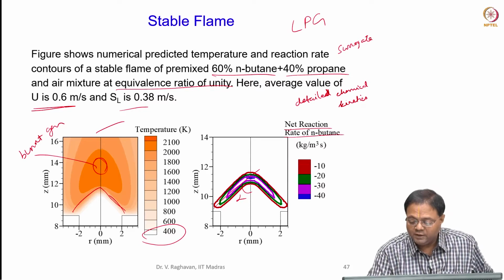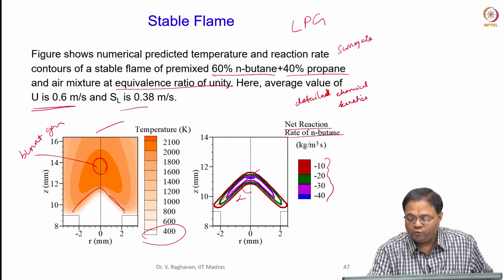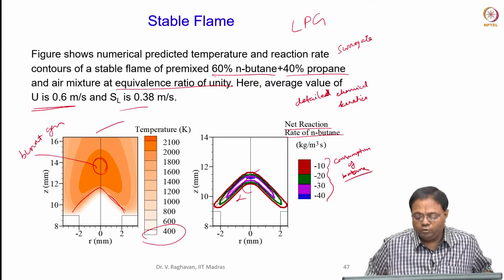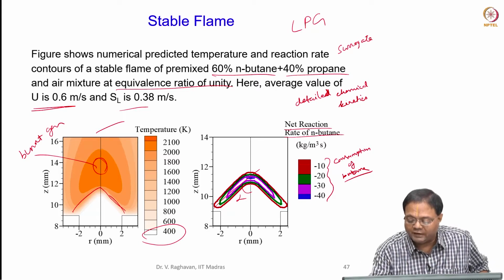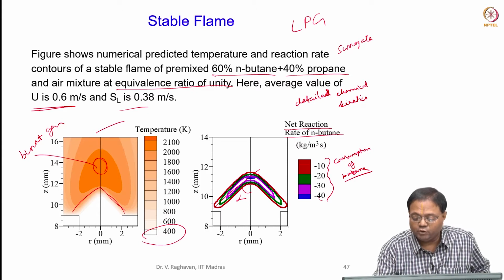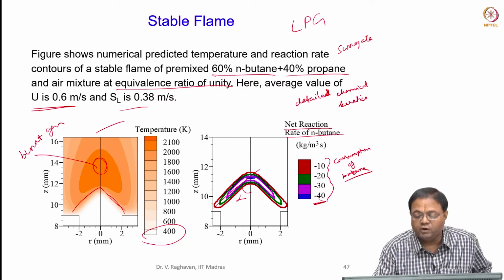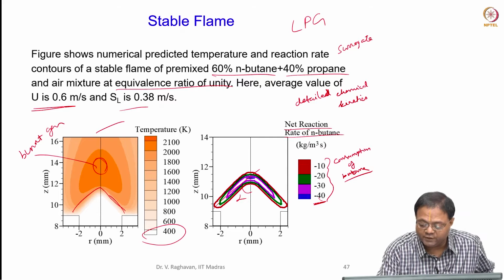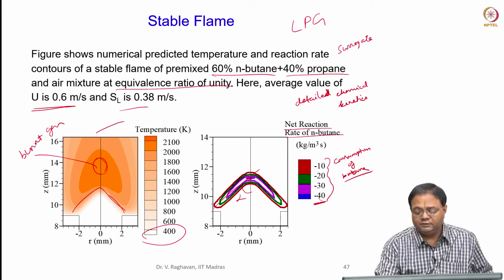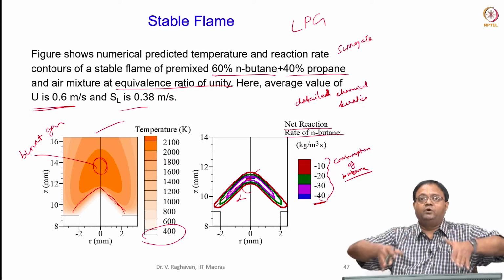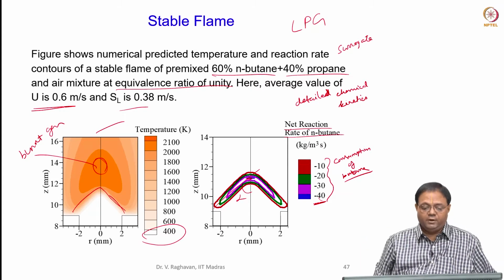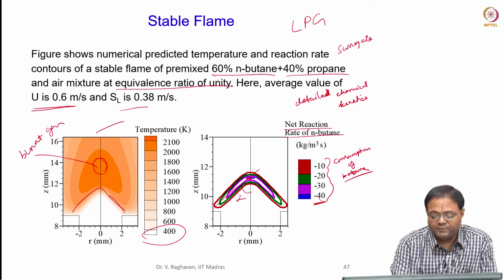You can see these negative values for consumption of butane. So butane is consumed here. According to the consumption of butane, you have negative values, and you can see that butane is consumed here, and the maximum value of consumption is -40, which occurs here and goes here. So this actually will give you the flame regime.